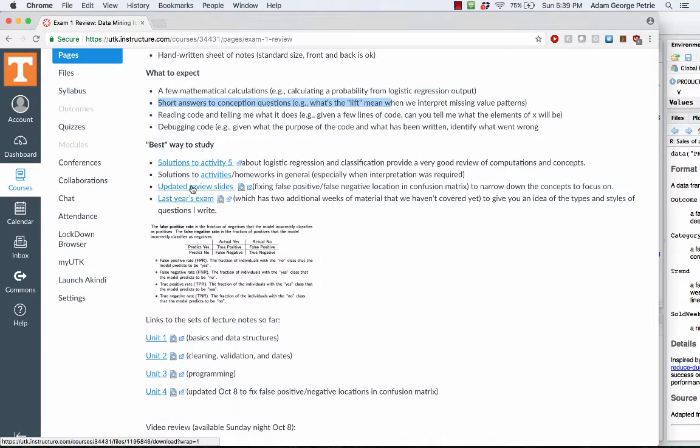One thing I do want to mention is the updated review slides and updated slides for the logistic regression. One thing that I had failed to correct when I went through my last iteration was the labeling of the true positive, false negative, true negative, etc. in the confusion matrix.